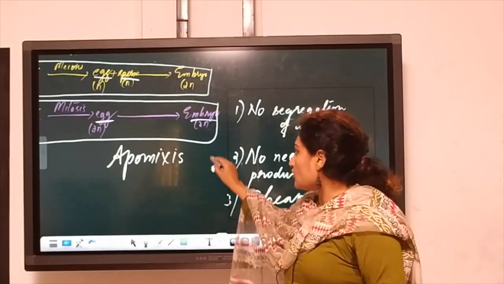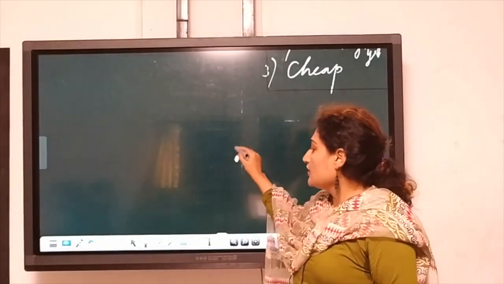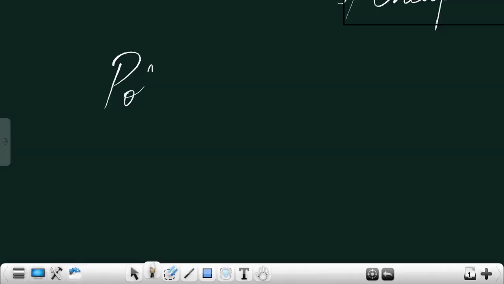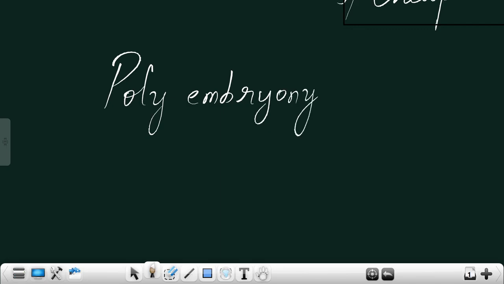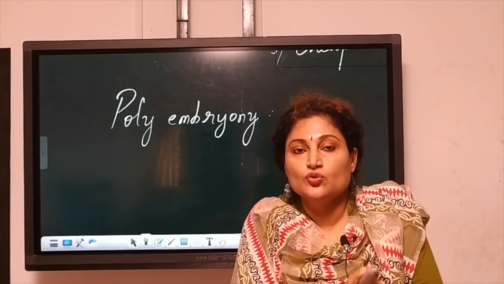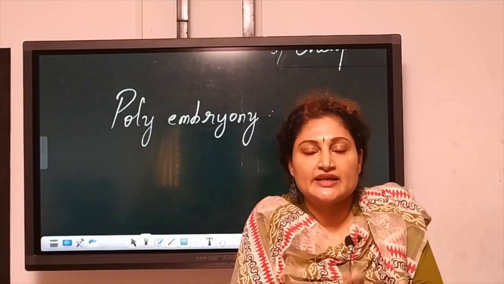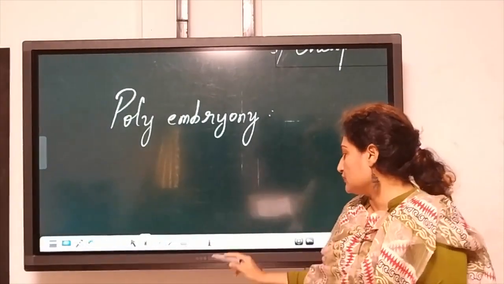Next topic is polyembryony. As the name suggests, you can get a clue. What is polyembryony? Poly means many. So many embryos in an ovule is known as polyembryony.